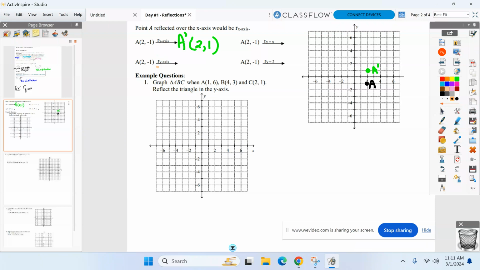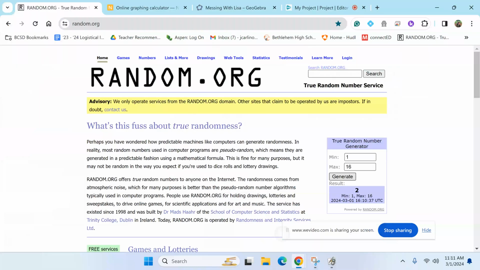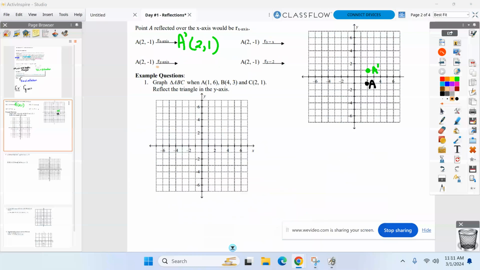Y-axis. So how many units away is A from the y-axis now? How many units away? 2. Distance remains the same, so I go another 2 units away from the y-axis, and here is A prime. And I still call it A prime because I did it on A.